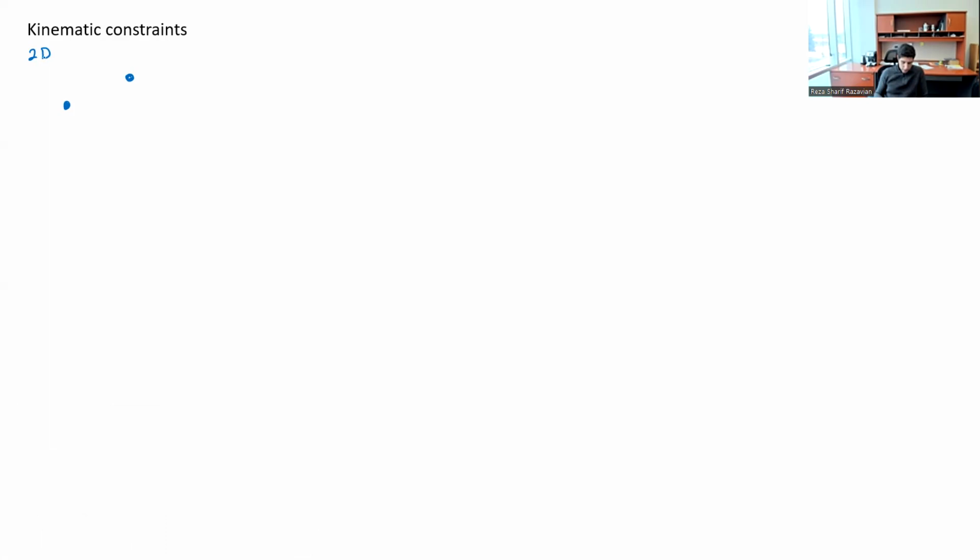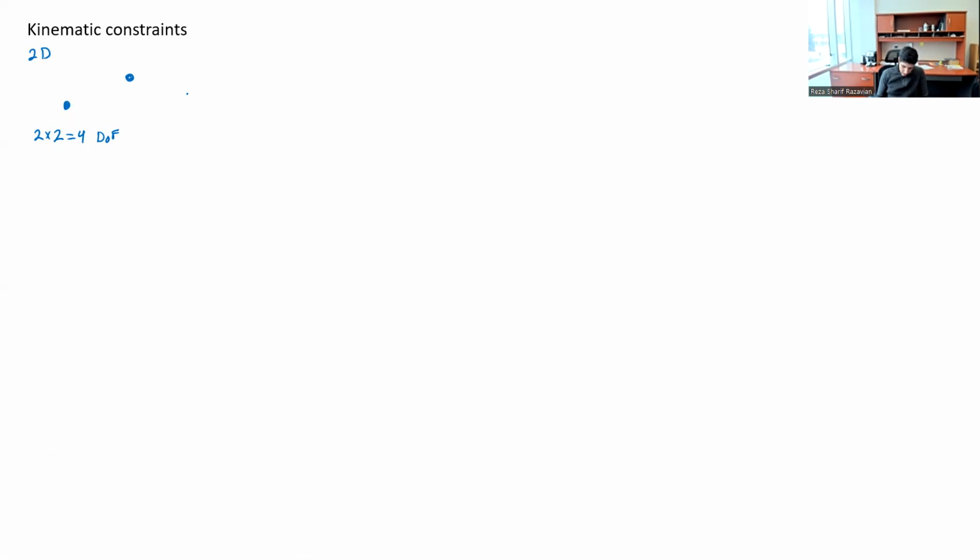So I have two particles, each one of them has 2 degrees of freedom. So in total, this is a 4-degree of freedom system. I need to know the x and y position of particle number 1 and the x and y position of particle number 2.